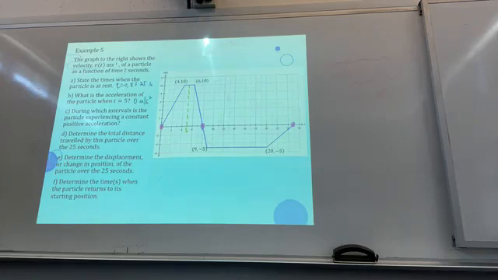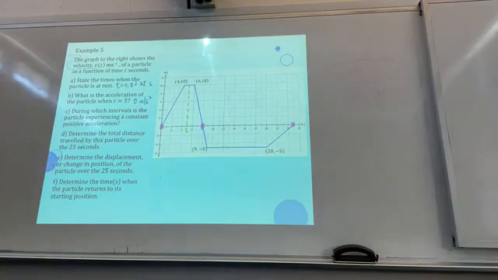During which interval is the particle experiencing a constant positive acceleration? Now you've got to be very careful. These are the two points, 0 to 4, but not including 0 or 4. There's no cusp. It doesn't include 20 and 25 as well. Why doesn't it include 25 and 0?